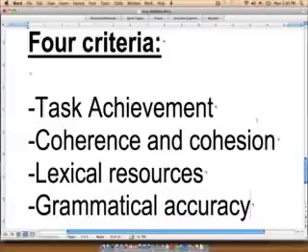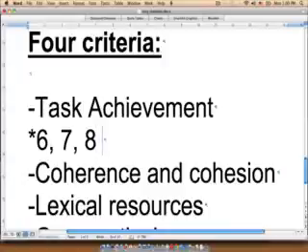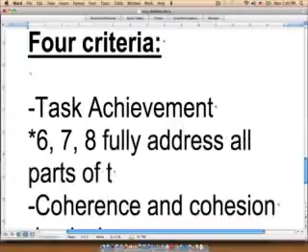So if we start with task achievement, now if you look at your band descriptors chart, you will notice a couple of things that the chart makes clear. So firstly, one of those things is that 6, 7, and 8 band scores all fully address all parts of the task. So fully address all parts of the task. Now this is one thing that is common between the three different bands.